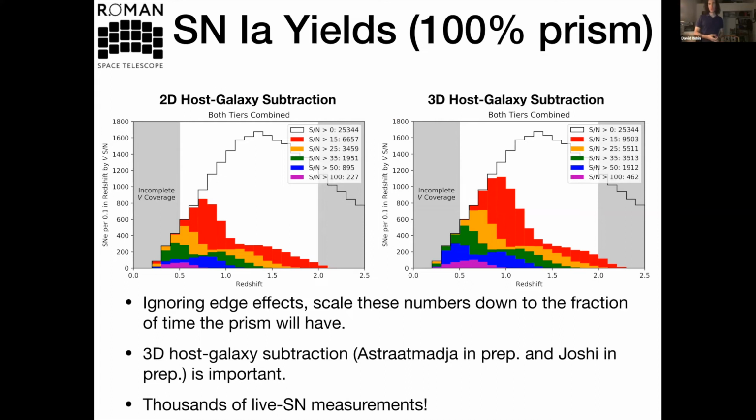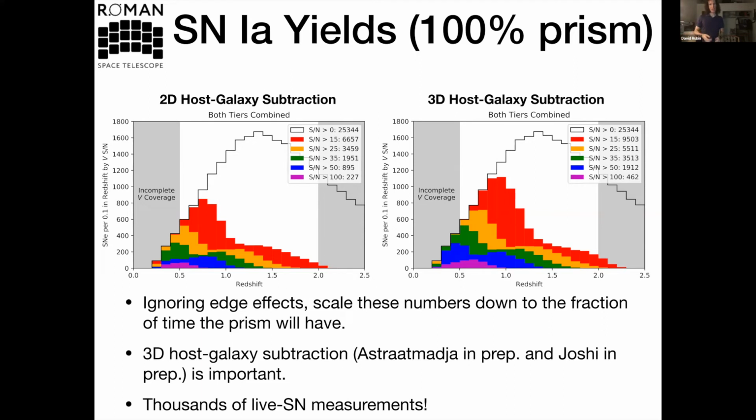Here's what the supernova yields look like, and what I'm doing is I'm showing you 2 different versions of this. So the 2D host galaxy subtraction assumes that you're taking a √2 noise hit because you're going to have to subtract the host galaxy from only the same orientations. So you're taking those dispersed images and you're only subtracting the same orientations.